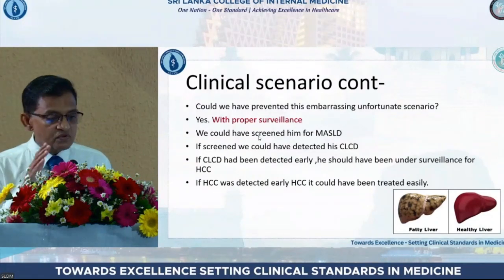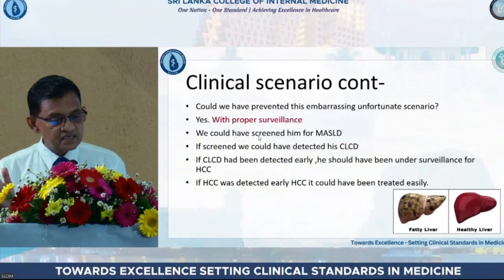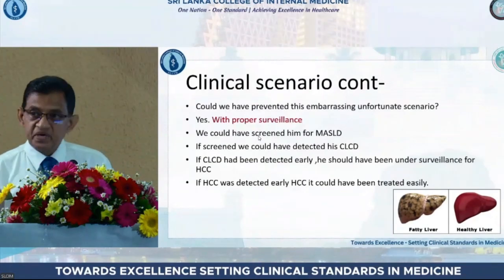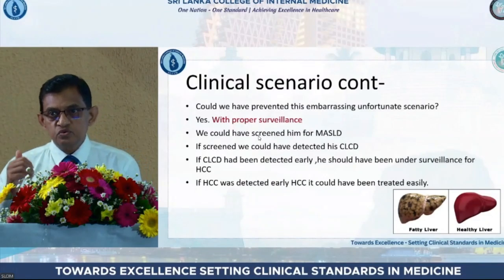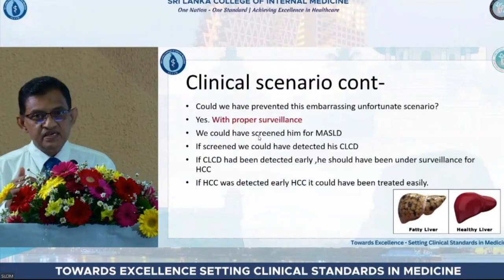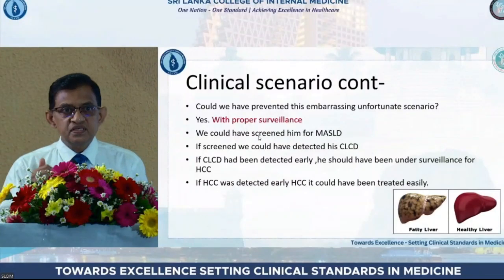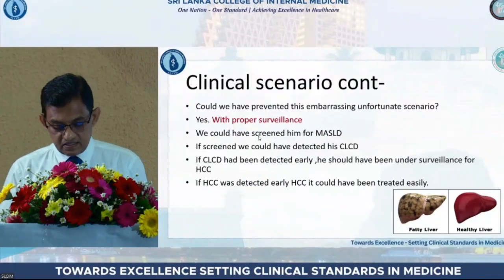So now we could have screened him for MASLD early in the illness. Then we would have detected cirrhosis pretty early. All patients with cirrhosis should undergo surveillance for liver cancer every 6 months. And if the liver cancer was detected early, then it could have been very easily treated.